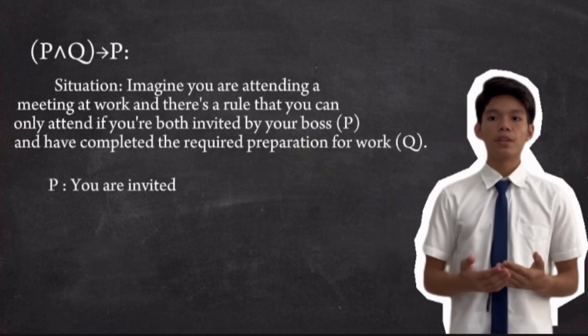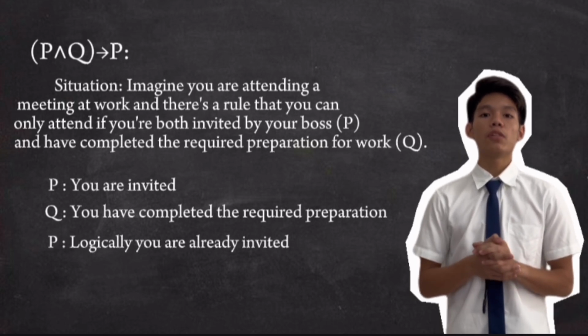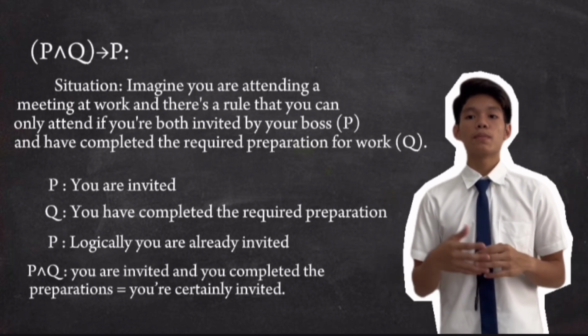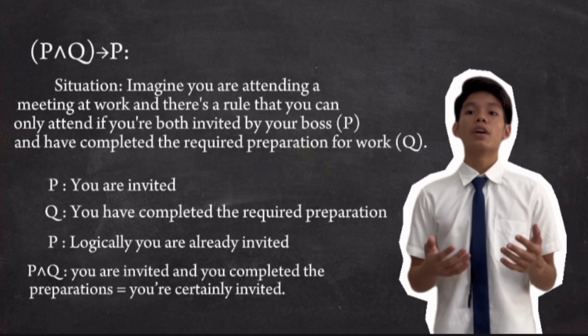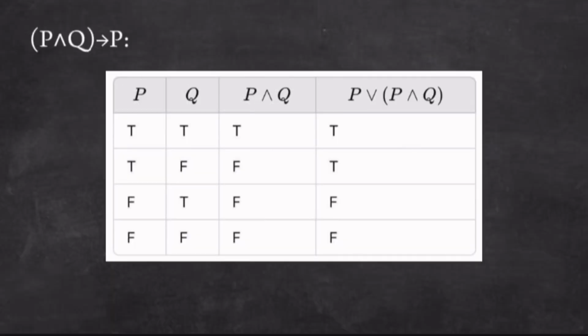If you are invited, P, and you have completed the preparation, Q, then it logically follows that you are invited to the meeting, which is P. If both conditions P and Q are true, you're invited and you've done the required preparation, then you're certainly invited to the meeting. The first row shows that both P and Q are true. If you are invited, P, and you have completed the preparation, Q, then the expression P and Q implies P holds true. You are invited, so the implication is true.